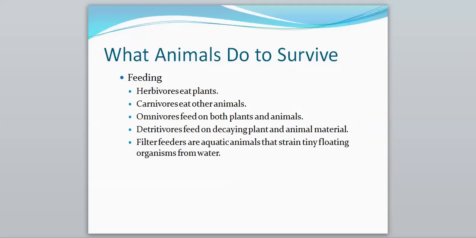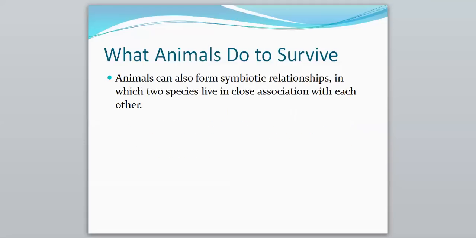And then the one that we might not have heard before, we actually probably mentioned it with fungus, is detrivores, or could be decomposers, but in terms of animals, they'd be called a detrivore. They feed on decaying plant and animal material. So kind of like a vulture or something like that would be considered a detrivore, because it's just going to kind of eat roadkill. And filter feeders are aquatic animals that strain tiny floating organisms from water. So those are the 5 different ways that animals can feed.